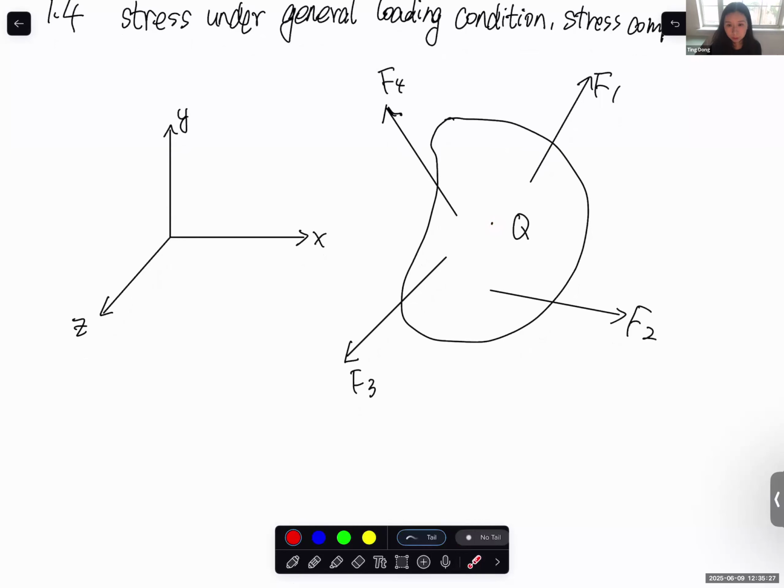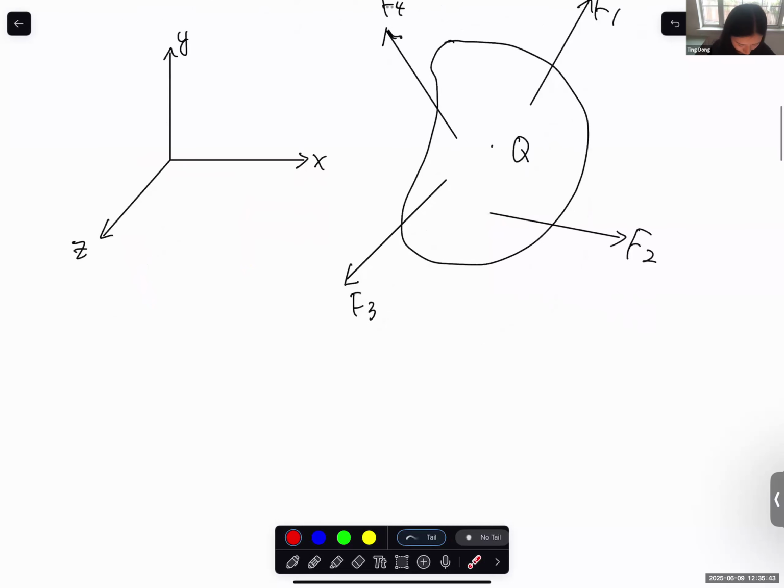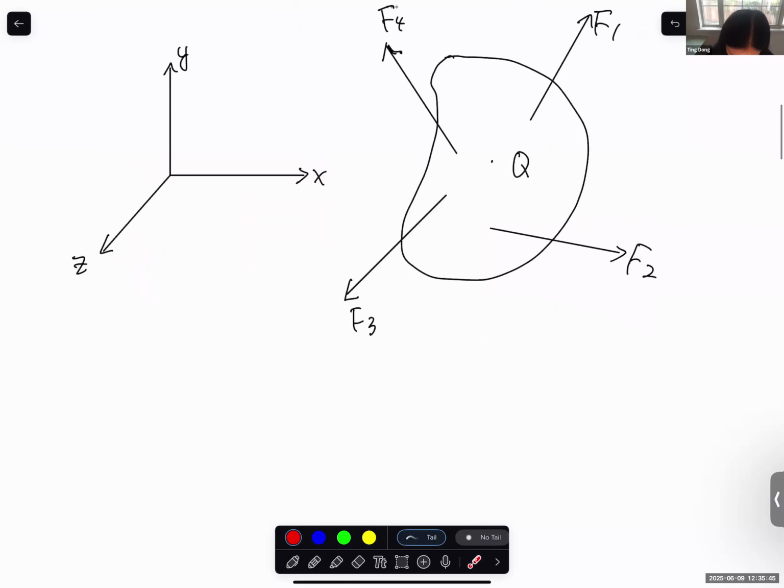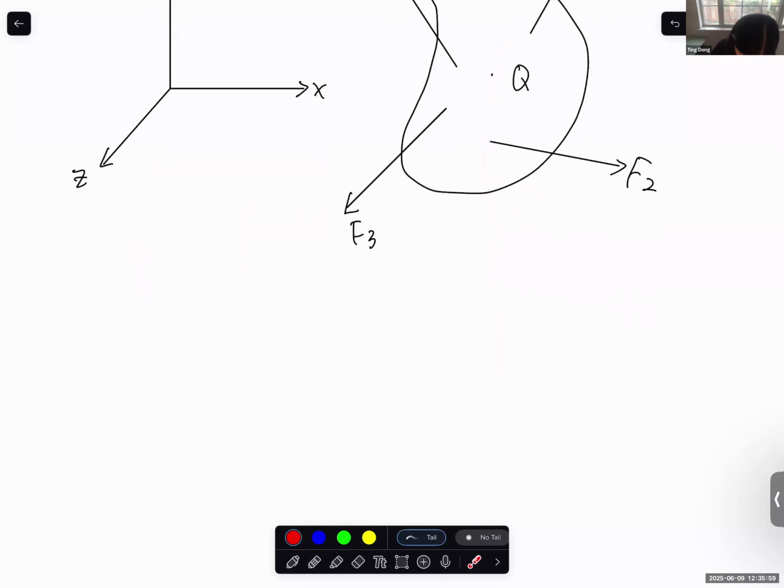And of course, because we are talking about force over area of a plane, it can be the x plane, the y plane, and the z plane, which means the plane facing the positive x direction, facing the y direction, facing the z direction. So let's do it one by one. Since we want to figure out the stress at point Q, what we can do is cut through that point using the x plane.